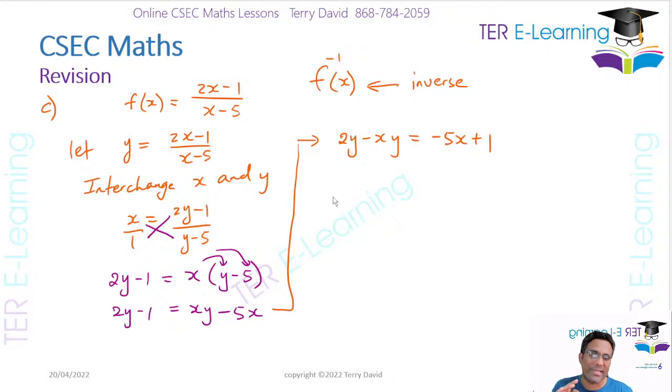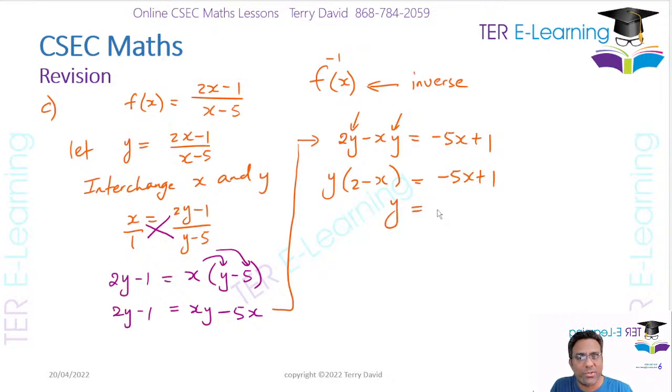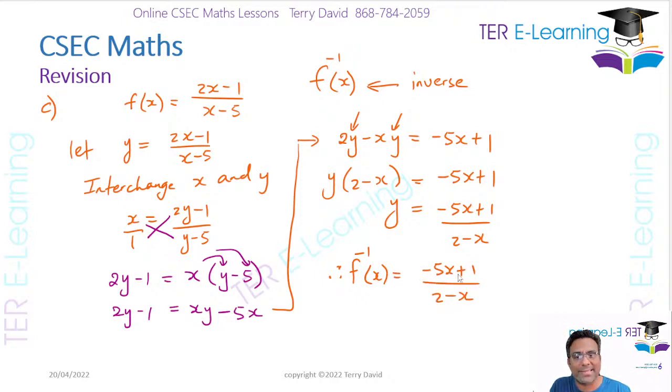Now this is one of those questions where we have to use factorization in order to find the inverse function. If you notice on the left hand side, you have two terms in y. This is in y, this is in y here. So what I will do, I will factorize. So this becomes y open brackets 2 minus x is equal to minus 5x plus 1. So therefore y is equal to minus 5x plus 1 over 2 minus x. So therefore I'm going to write that the inverse function is equal to minus 5x plus 1 over 2 minus x.